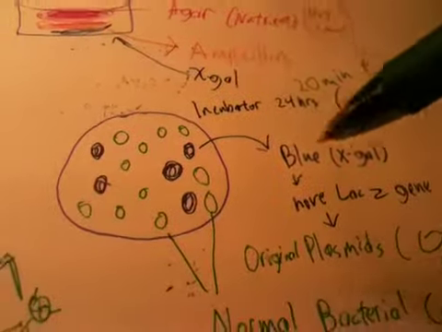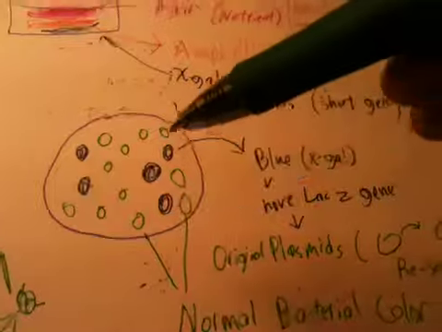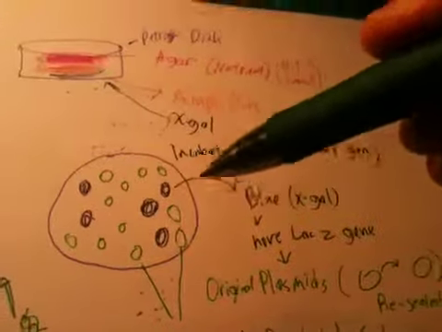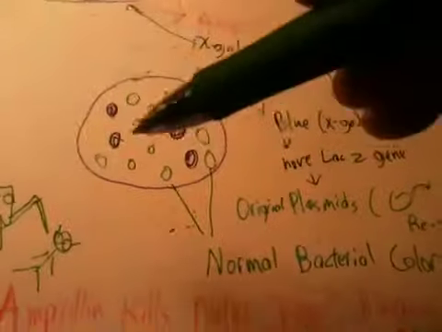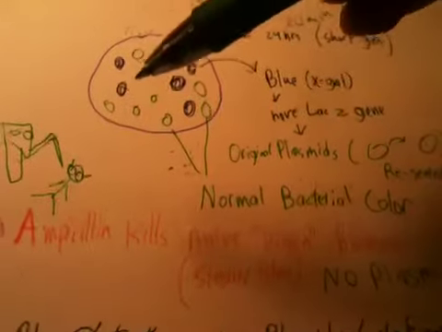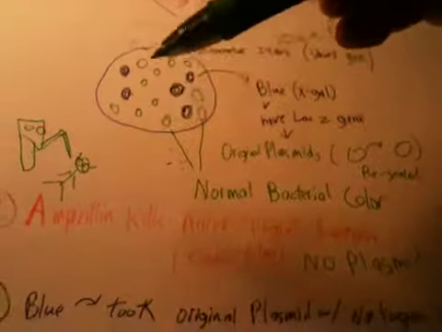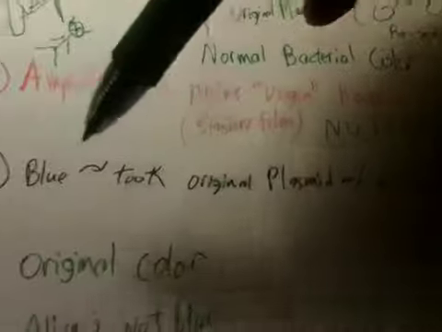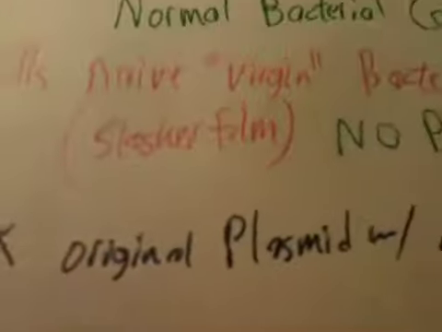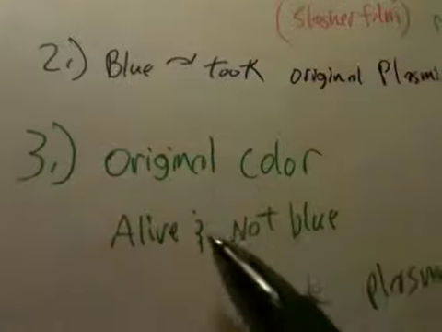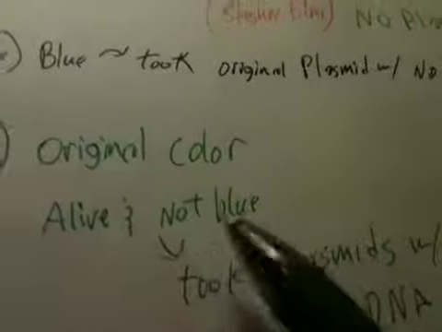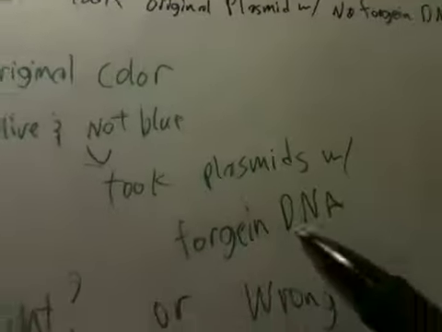We exposed the X-gal, meaning the blue ones are the ones that took up the plasmids that resealed and have no foreign DNA. And these green ones, these normal bacterial colors, are the ones that have either the right gene or the wrong gene. They took up at least some type of a gene. So blue took the original plasmid with no foreign DNA, and the original color, because they're alive and not blue, are the ones that took up plasmids with foreign DNA.